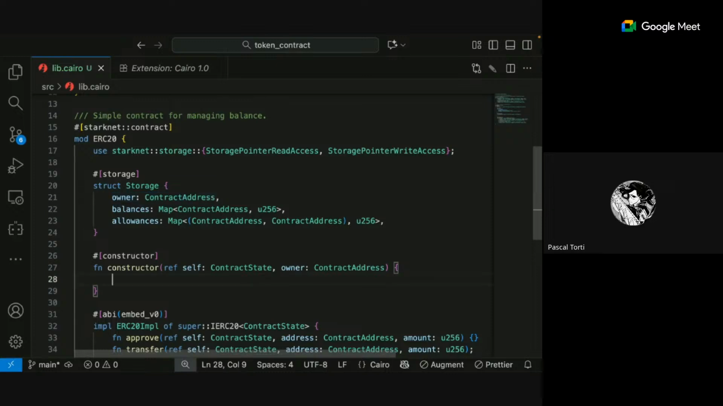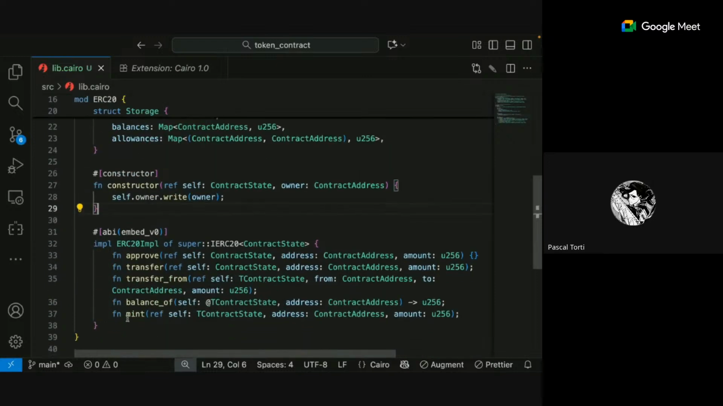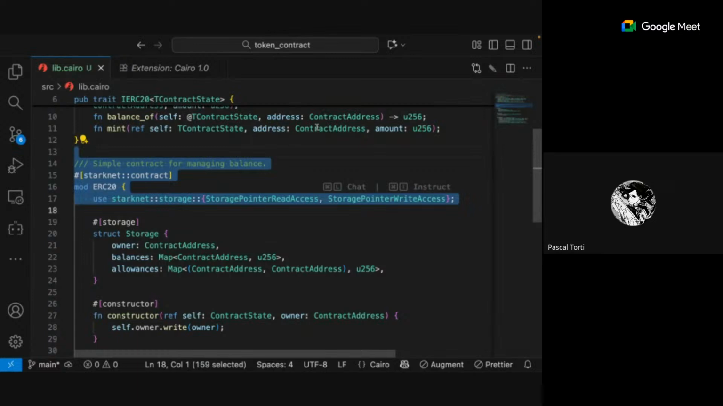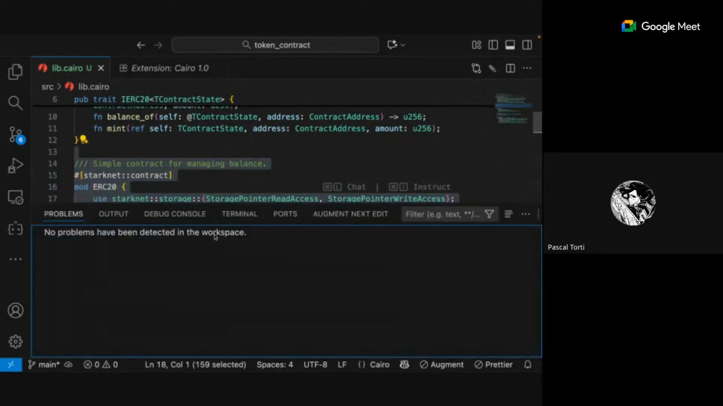So in this kind of case, you say self.owner.write, you write the owner. So that this means you check the caller, if the caller is really the owner. At some point I'm going to debug this. I don't know why it's not highlighting. Wait, let me check.